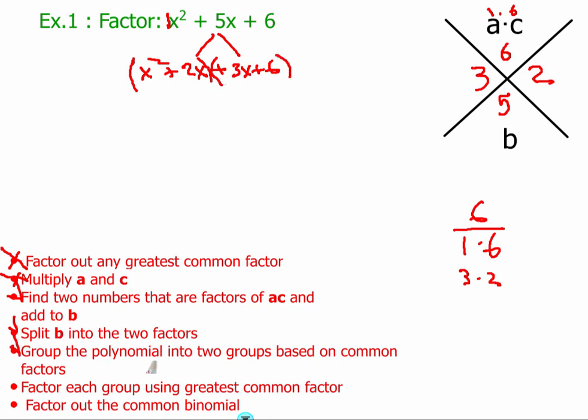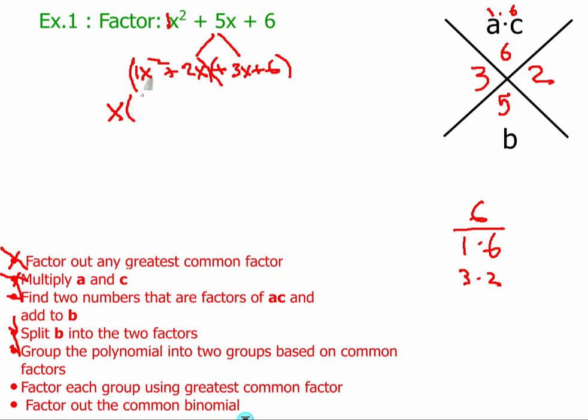Now I want to factor out the greatest common factor of each one of these two groups. So if I look here, x squared and 2x. Well, I can think there's a 1 out here. But 1 and 2, those don't really share anything. But x squared and 2x, those both share an x, so I'm going to bring an x out front.